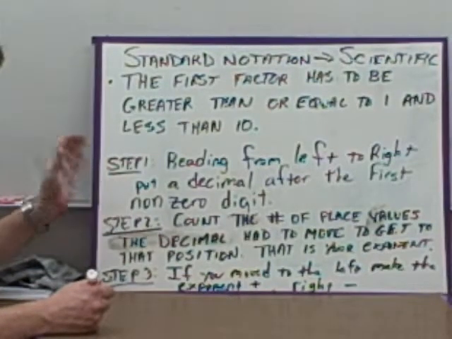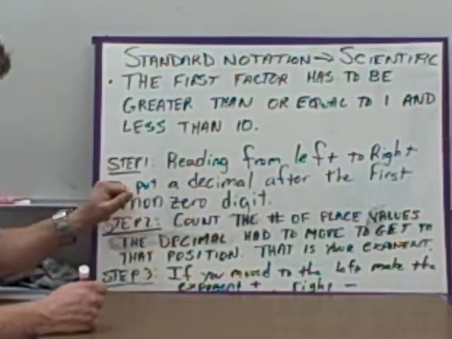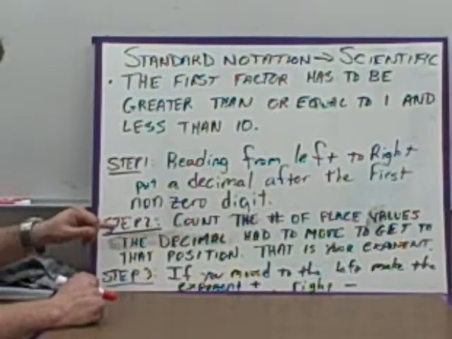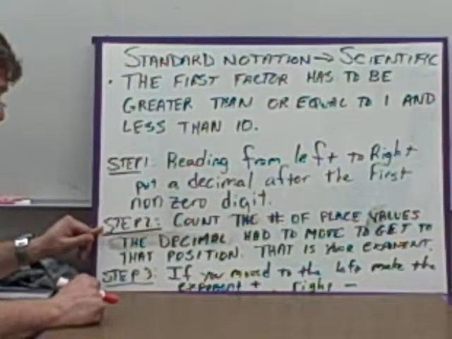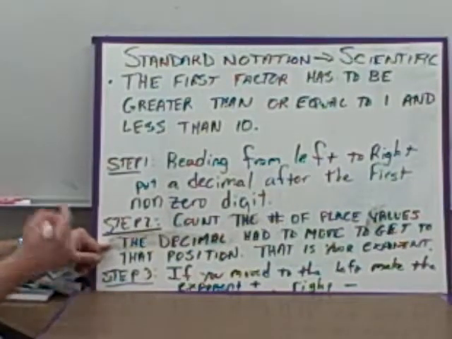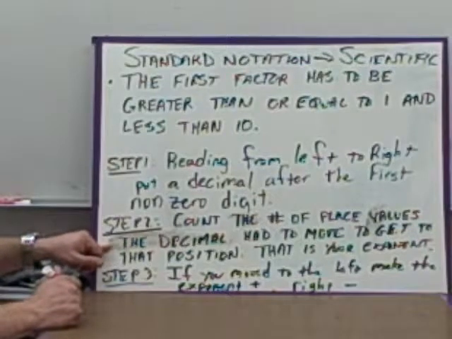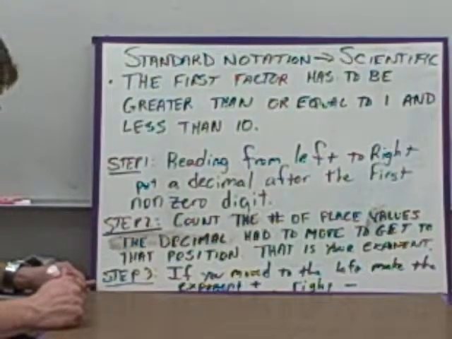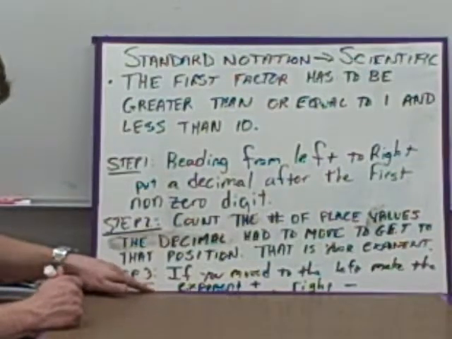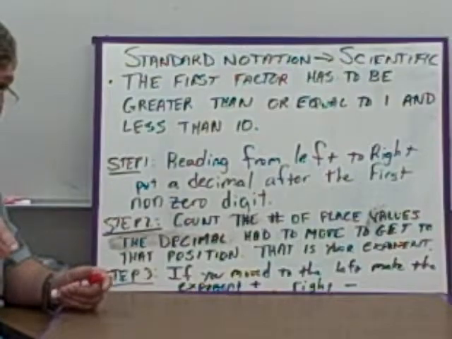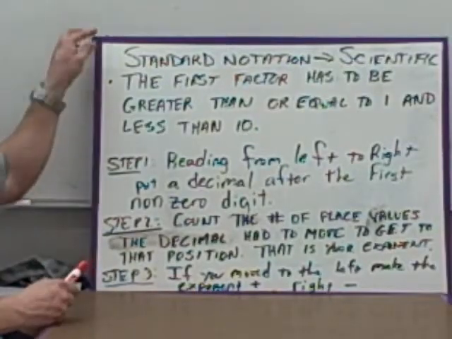So step 1, reading from left to right, you put a decimal after the first non-zero digit. Count the number of place values the decimal had to move to get to that position that you just created. That count is going to be your exponent. If you move to the left, the exponent's going to be positive. If you move to the right, it's going to be negative, the opposite of what we were looking at when we went the other direction.